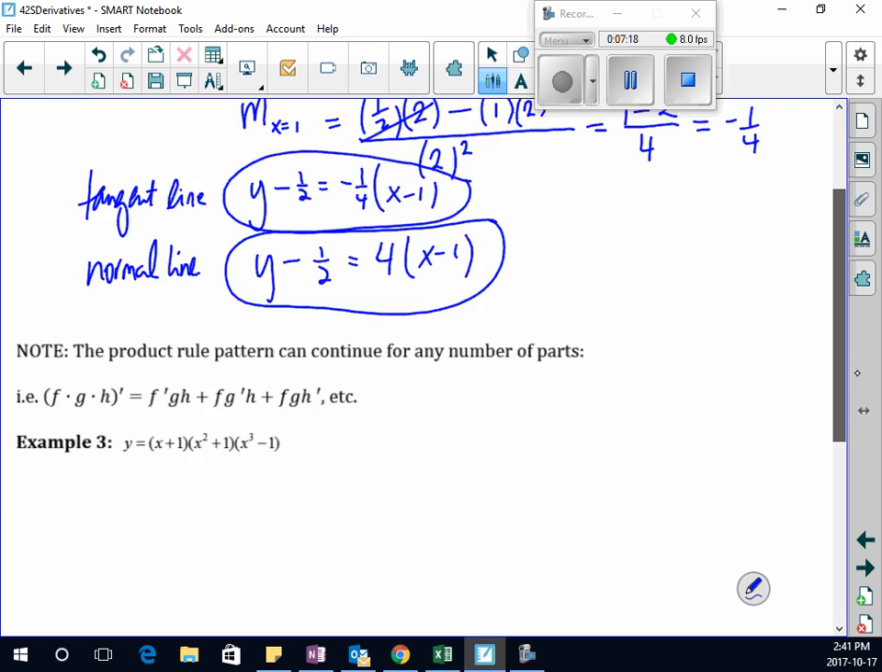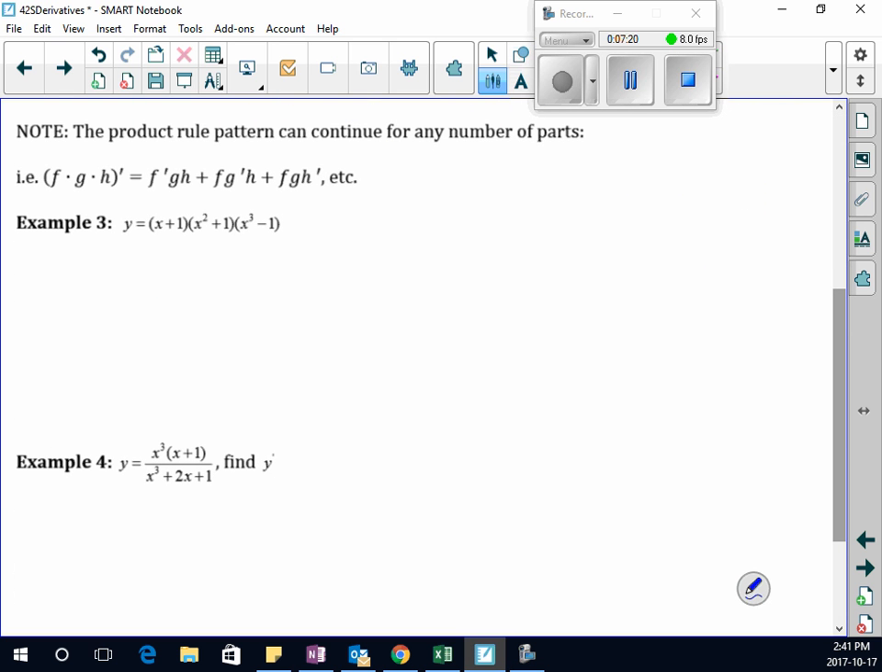Okay, so the product rule can continue. If you have 3 things multiplied together, you just find the derivative of the first, leave the 2 alone, then find the derivative of the second, leave the first and the third alone, etc., etc. It's just a pattern that follows. So let's try it.